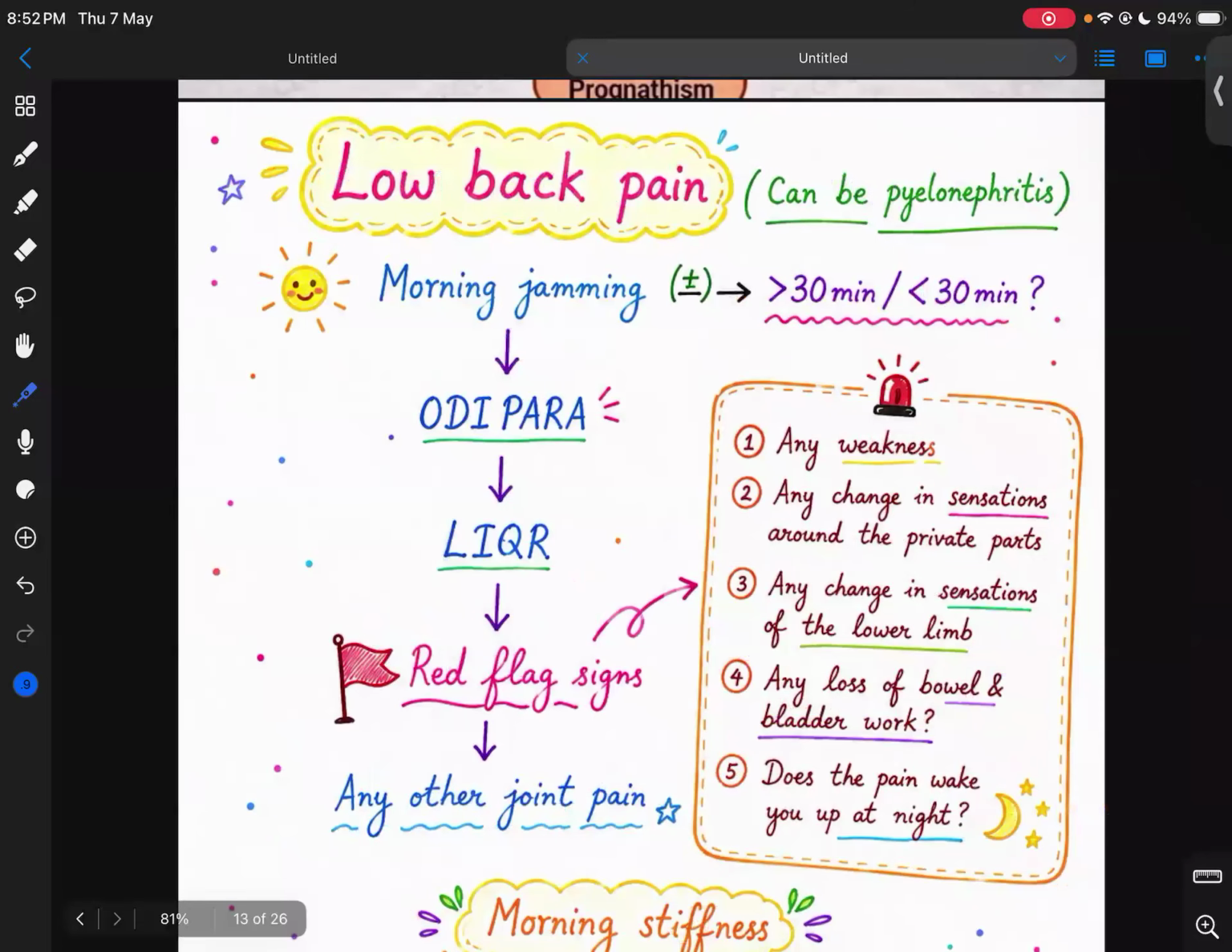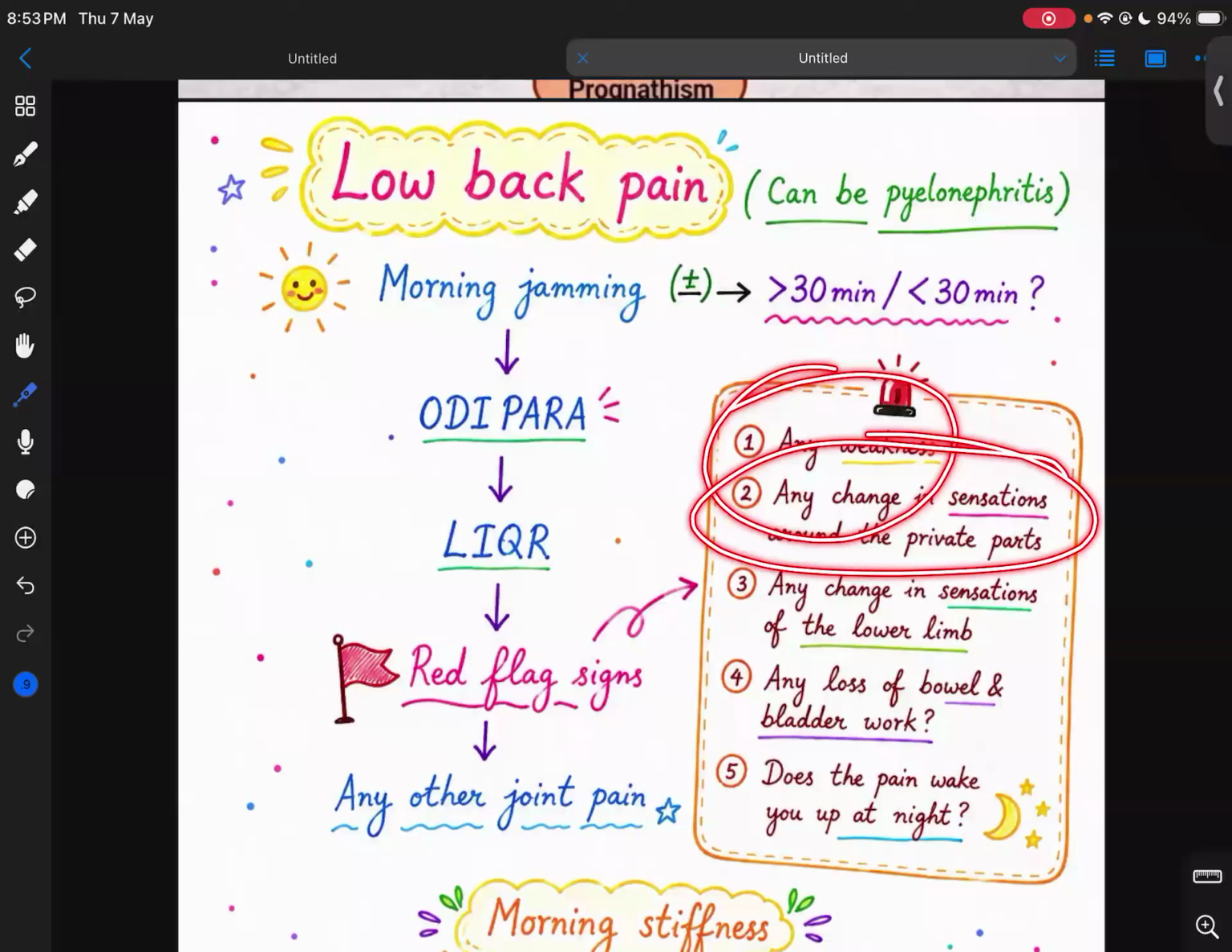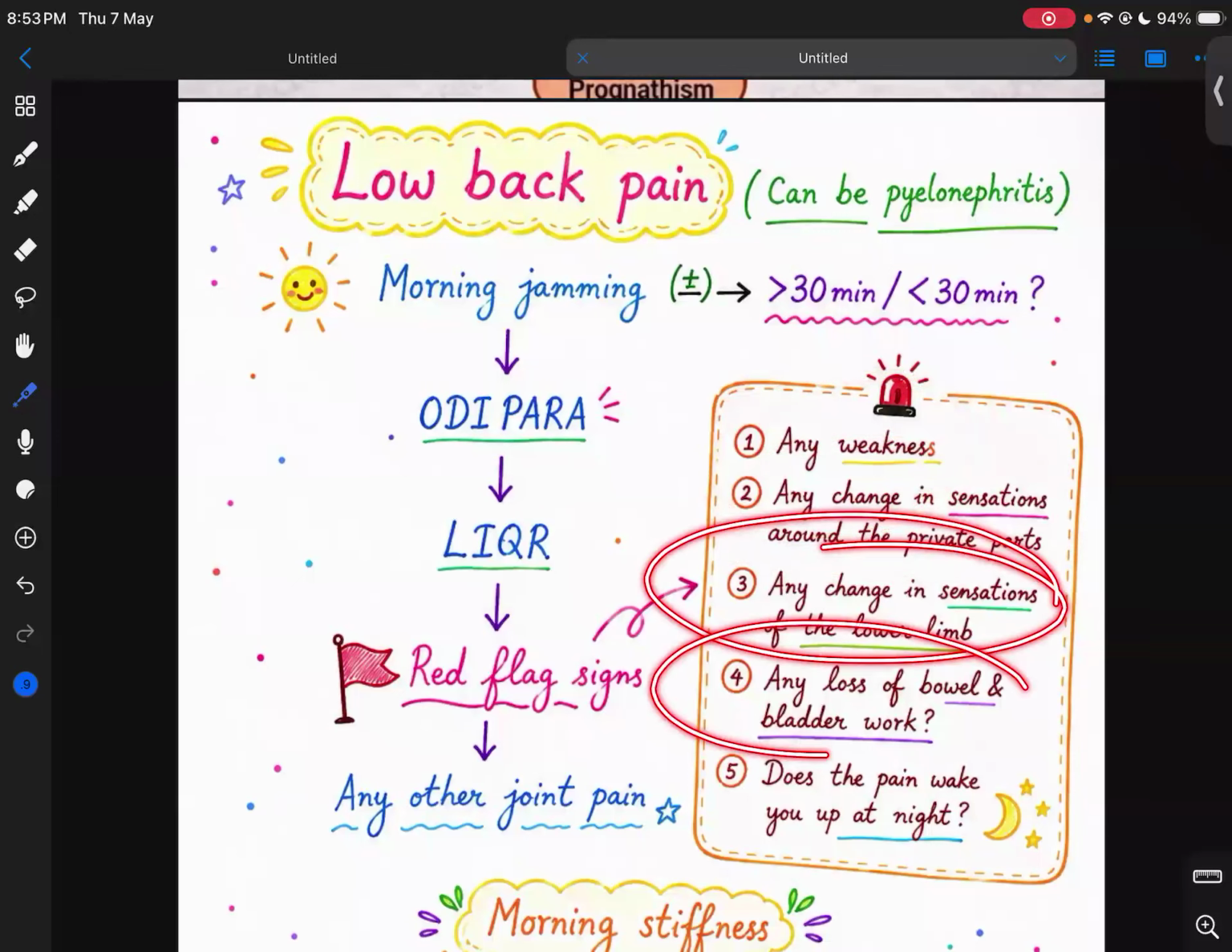Is that clear to all the doctors? Any question from this approach of low back pain? Excuse me, doctor. Yes, doctor. Regarding the neurological examination, should I examine even if the patient didn't have any red flag or complaint regarding weakness or numbness? Yes. Even if the patient from the history complains of no weakness, no change in sensation around the private parts, that is saddle anesthesia, no change in lower limb, no loss of bowel or bladder.